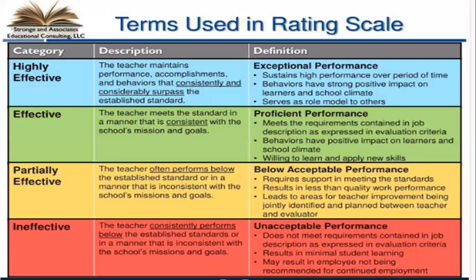and the principal is categorized as ineffective if the teacher consistently performs below the established standards or in a manner that is inconsistent with the school mission and goals, and their performance is unacceptable because they do not meet the requirements contained in the job description as expressed in the evaluation criteria. It results in minimal standard student learning and may result in the employee not being recommended for continued employment. So this is the red area. They have crossed the red line and are placed in the category of ineffective.